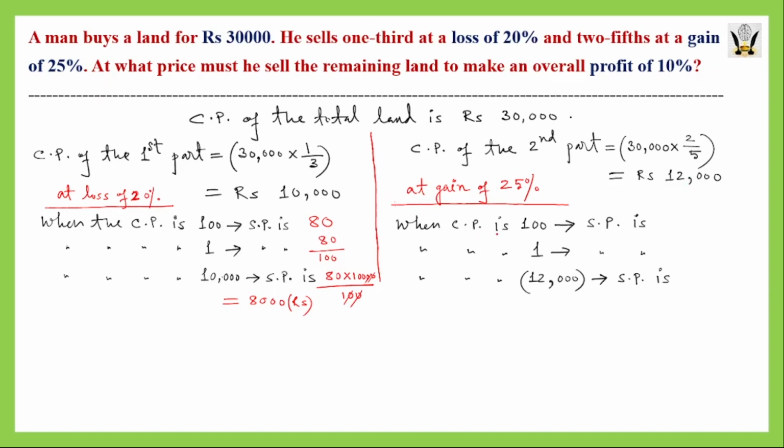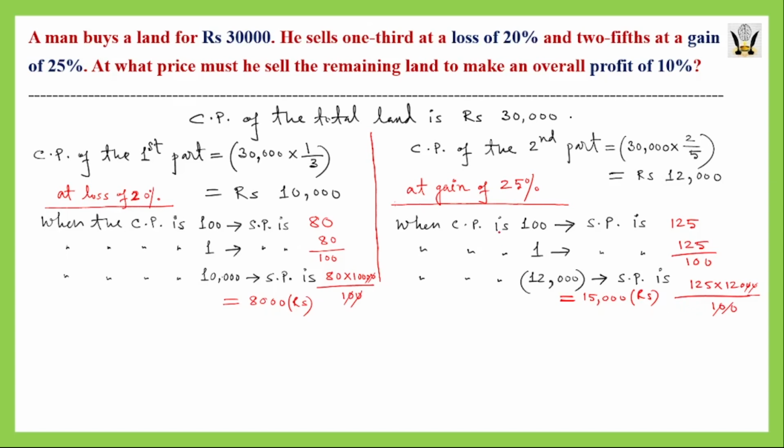So when the cost price is 100, again the same rule, then the selling price will be, this time with 25% gain, 25 more than 100, so 125 rupees. If the cost price is 1, then the selling price will be 125 divided by 100, and if the cost price is 12,000, then the selling price will be 125 multiplied by 12,000 divided by 100. So two zeros will cancel each other, and the selling price of the second part of the land will be 15,000 rupees as per this calculation.